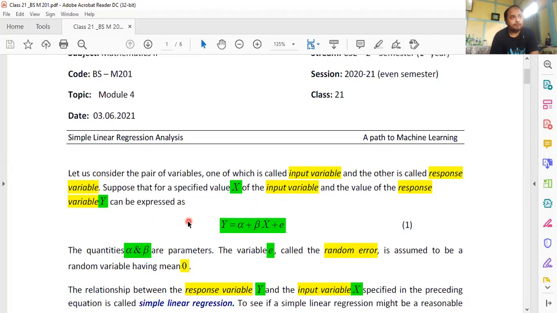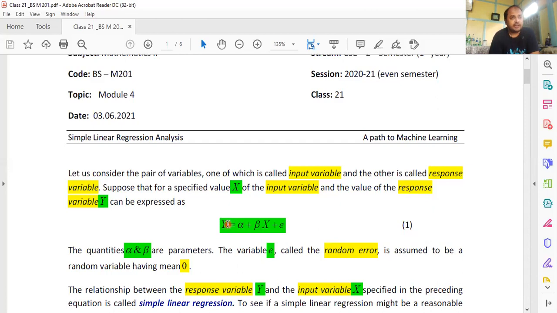So if I want to find out the correlation between the study hours you have spent to prepare for an examination and your performance in the examination, in one case the variable is time, in another case the variable is your mark, quantified by your mark. If I want to correlate these two, then your study hours will be considered the input variable, and your marks in the examination will be considered the response variable.